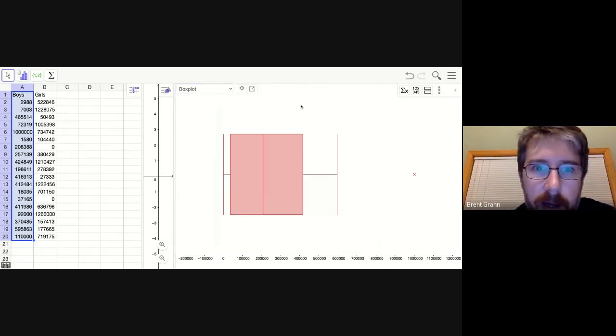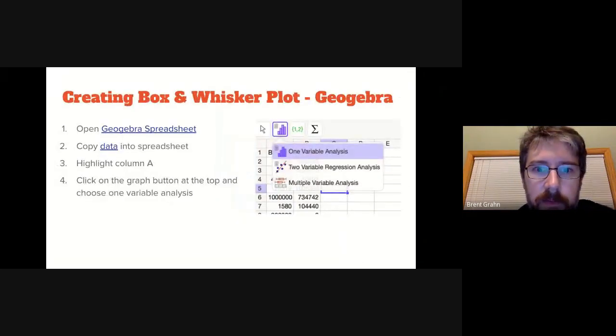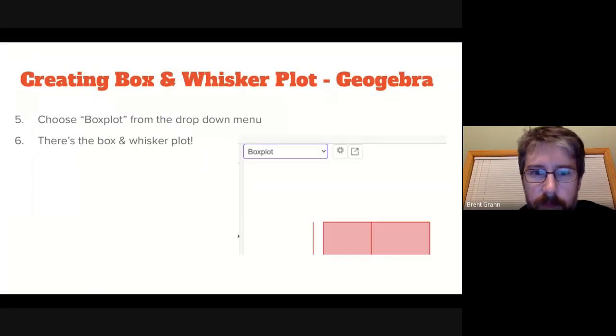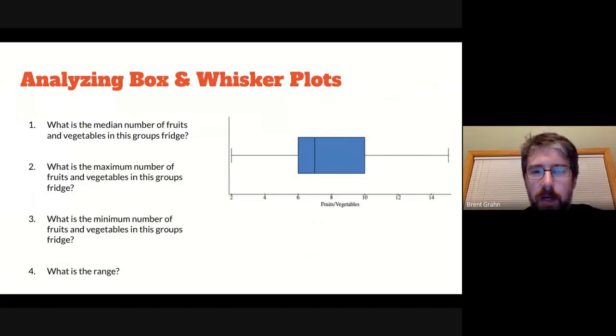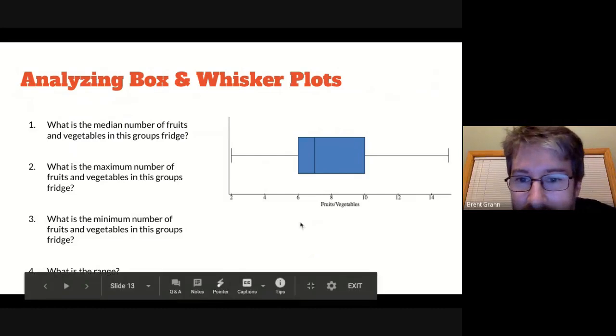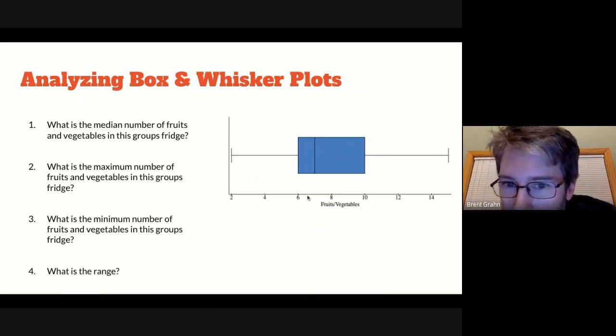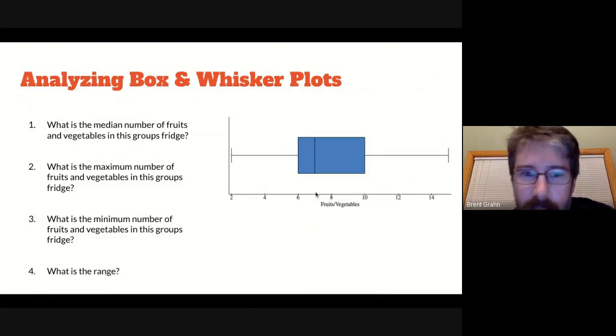So going back. So we did the box and whisker plot. All right, so now analyzing box and whisker plots. What is the median? So this is looking at the fruits and vegetables one, right? Median number. So if I look at the line in the middle here, that is the median. That looks like it's going to be 7, right? It's between 6 and 8, so it's going to be 7.